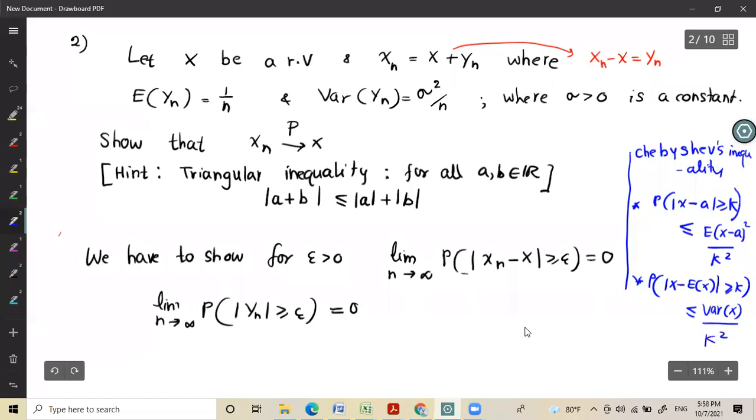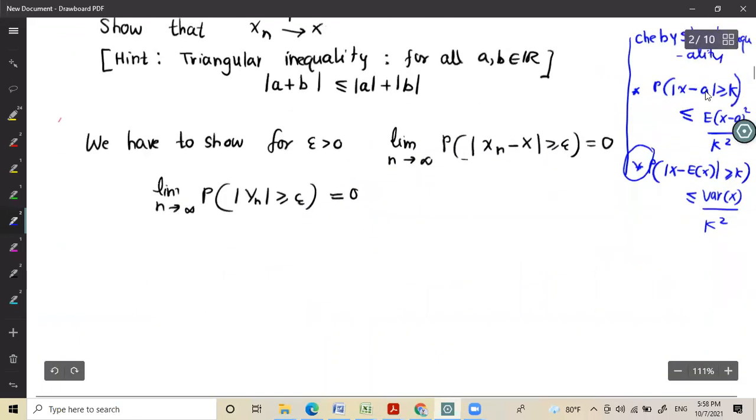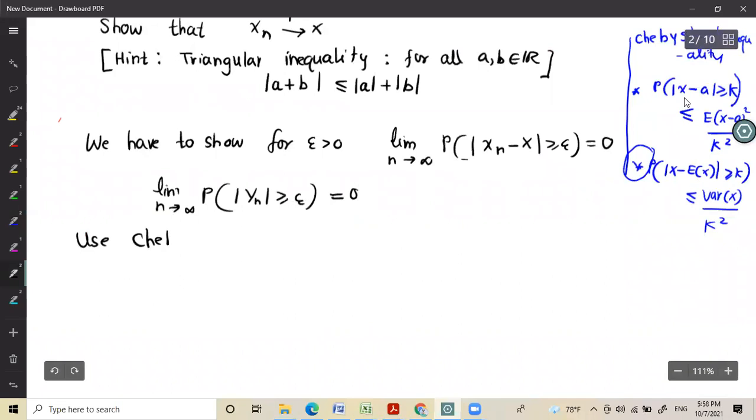So these are the two forms of Chebyshev's inequality. Now in this question, since the variance and E[x] are given, this is the one we can use, the second form, the special situation where your a becomes the mean of the random variable x. So use Chebyshev's inequality. Now you have to write these things when you do a proof.